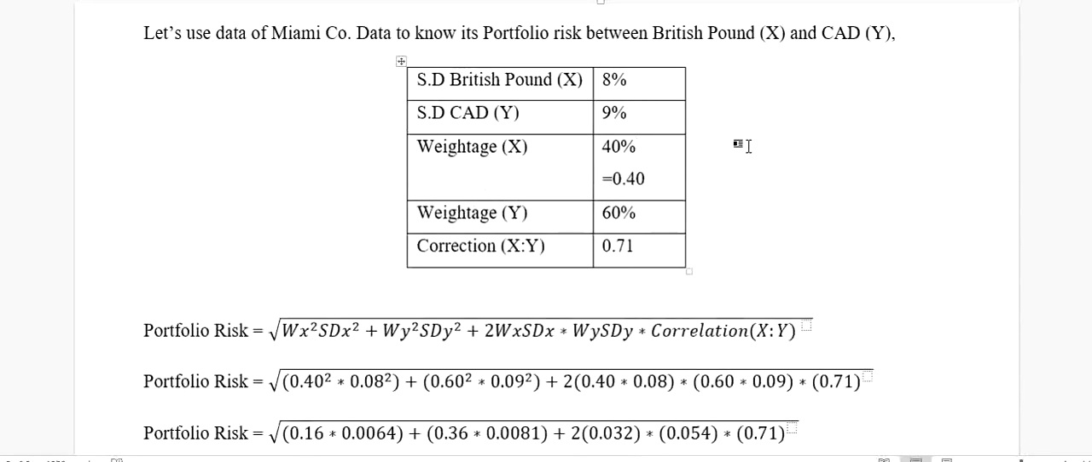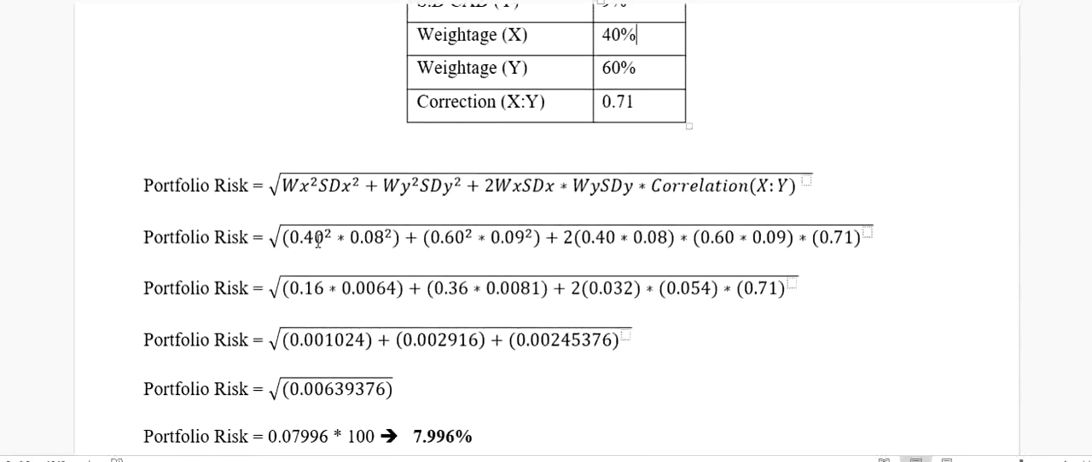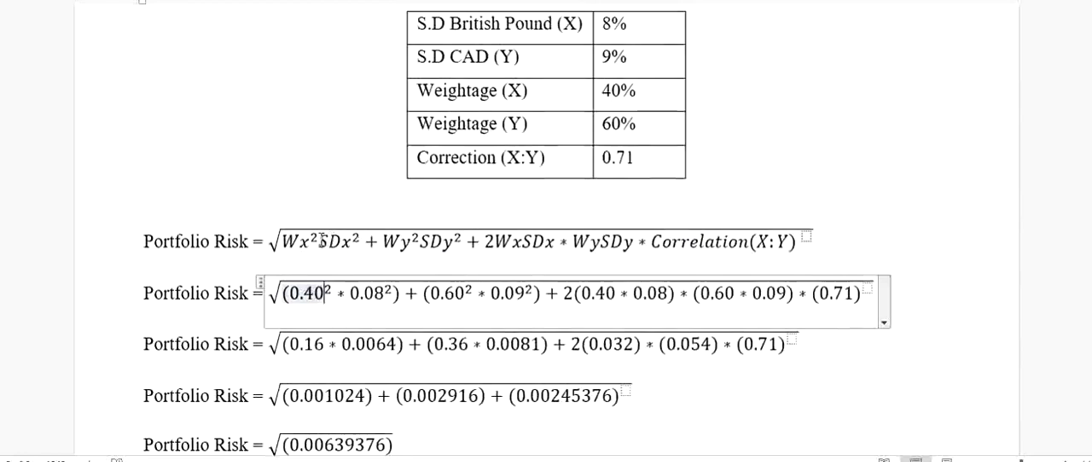So that's the 40%. What I've done, I've directly written here the value 0.40, and then the square of it. After that, in the formula, we have standard deviation of currency X and then the square of it. So what is the standard deviation of currency X? That's 8%. So it would become 0.08 and the square of this. Then in the formula, it's plus. So I have also written plus.